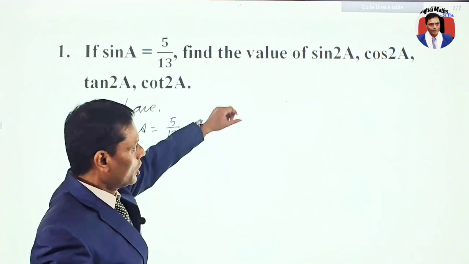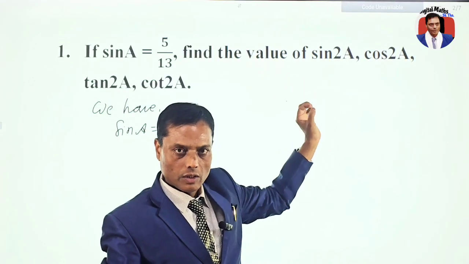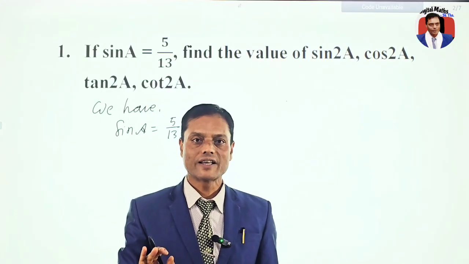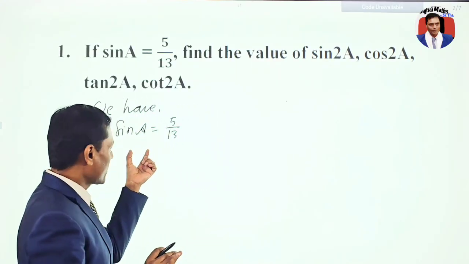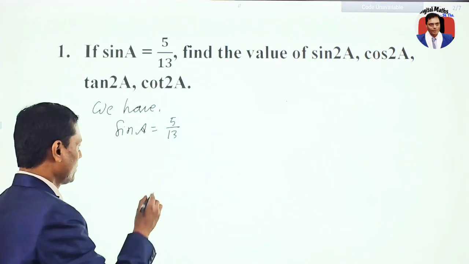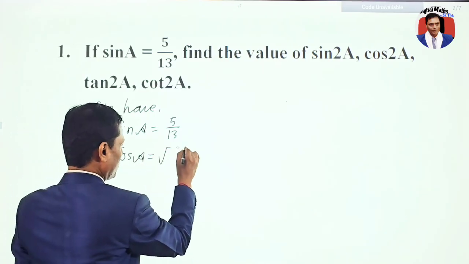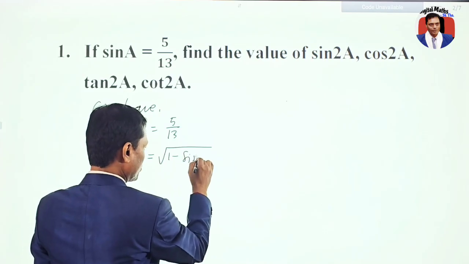Alright. To find the value of sin 2A, we need sin and cos both, because sin 2A equals 2 sin A dot cos A. So from sin A, how to get the value of cos A? Here, cos A equals under root 1 minus sin square A.